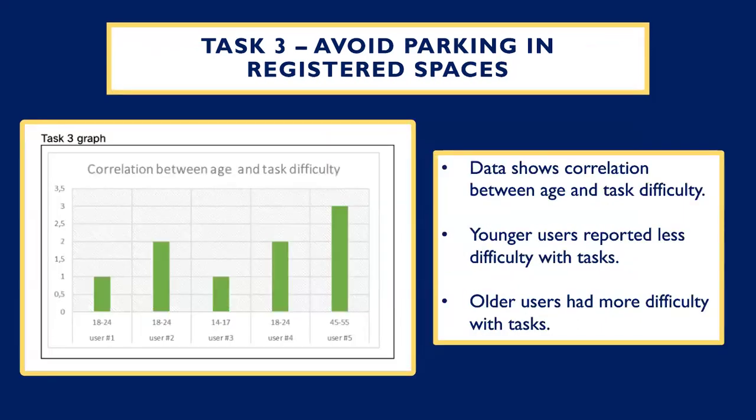Our task 3 graph shows the correlation between age and task difficulty. The data is showing that younger users had less difficulty performing this task on the interface, and older users had more difficulty.